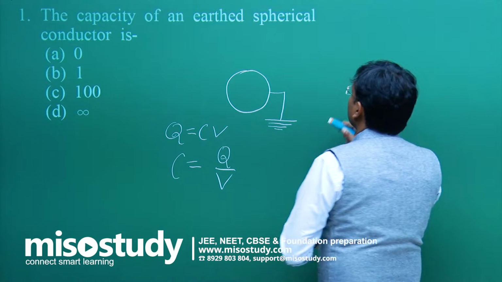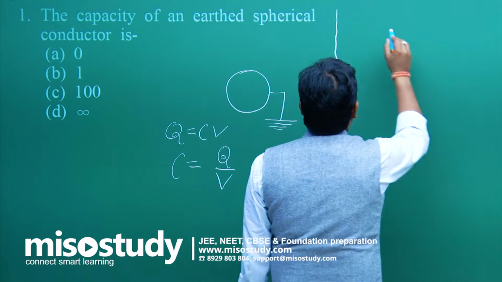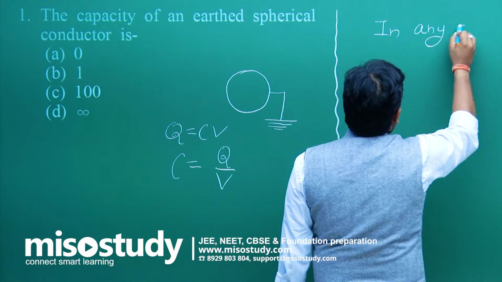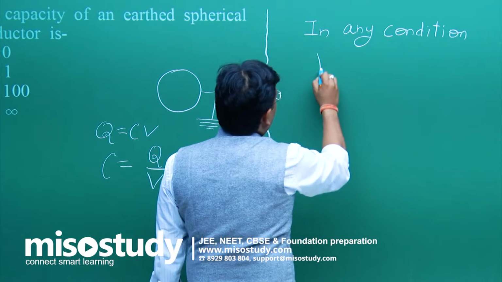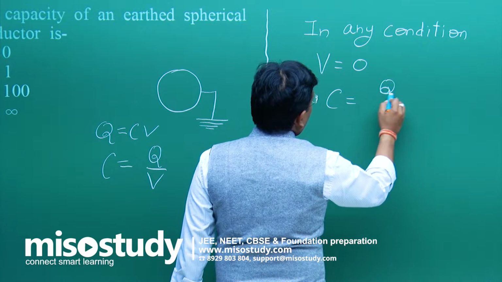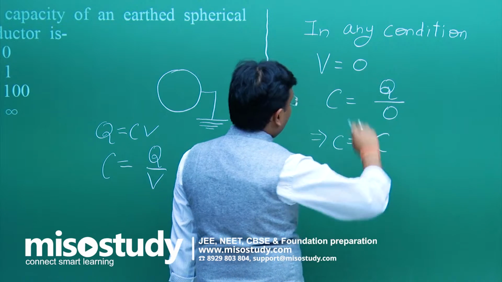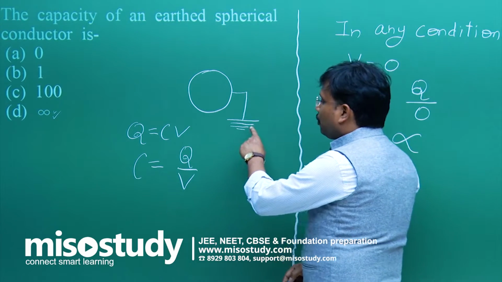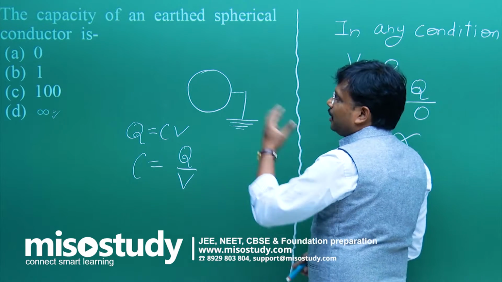So let me give you the simple solution of this particular problem. In any condition V is equal to 0. So therefore C is equal to Q upon 0, and that will give you C is equal to infinity. So the correct answer is this one. Just because of the earthing, whatever is the charge, basically potential is 0. That is the simple logic behind this question.